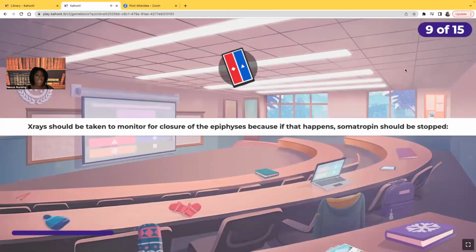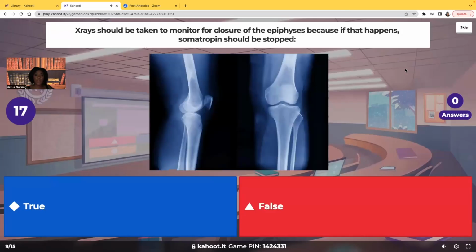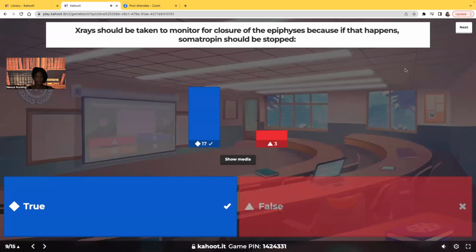True or false? X-ray should be taken to monitor for closure of the epiphysis, because if that happens, somatotropin should be stopped. I accidentally gave you the answer to this when I was explaining something else, so everyone should get this correct. Is that true or is that false? Very good. That is true. If the epiphyseal plate has closed, if that growth plate has closed and the patient is still getting this medication, it is going to cause acromegaly.